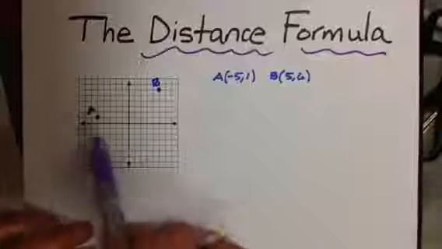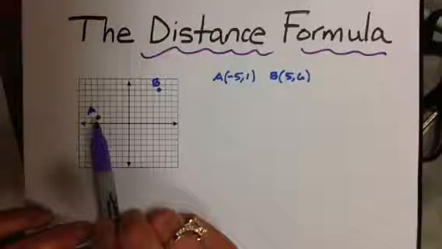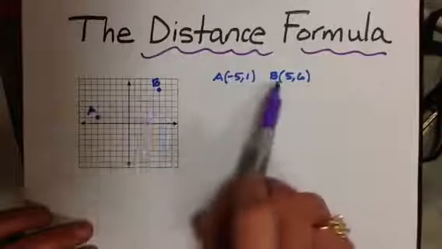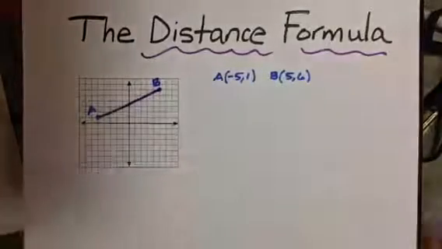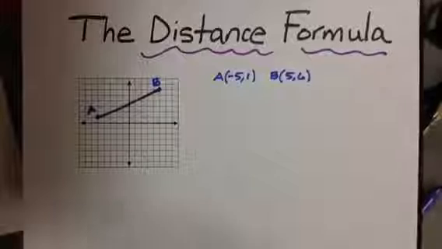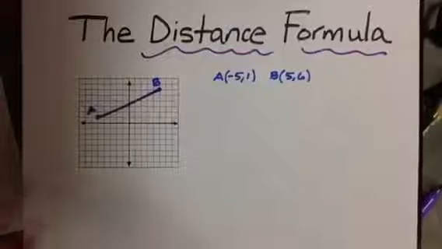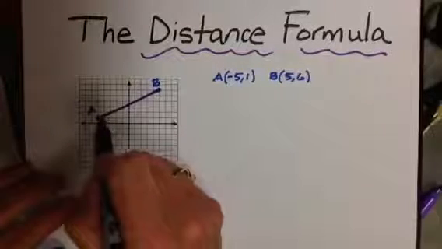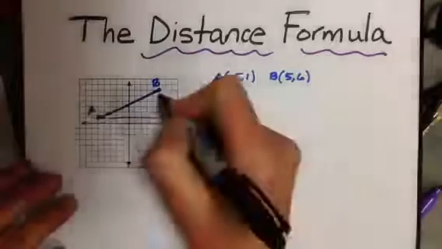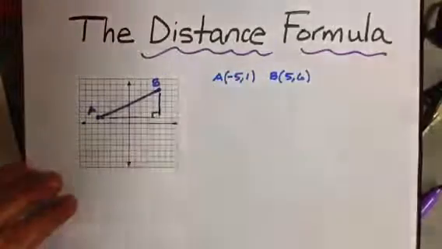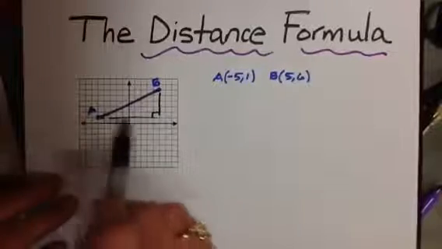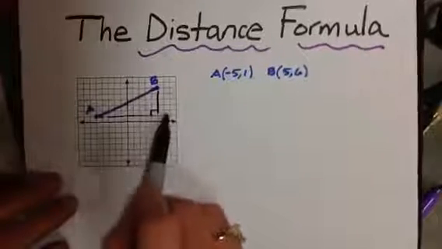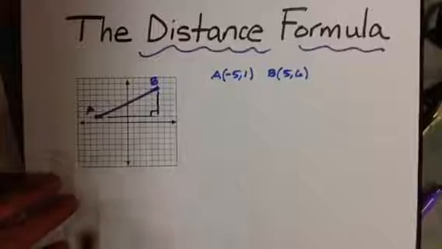I have already plotted A, which is (-5, 1), and B, which is (5, 6). What we're going to be doing is getting the distance of that. So how many units long is this? One way we can do it, which you probably already know, is that we could make a right triangle out of this picture, and we could basically count the legs here, and we could use the Pythagorean theorem.